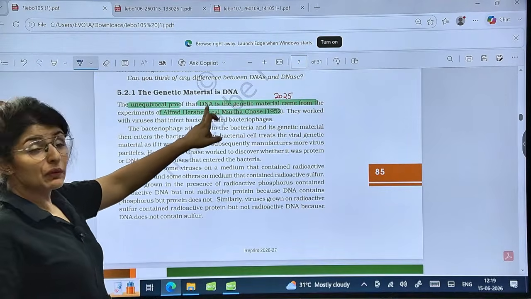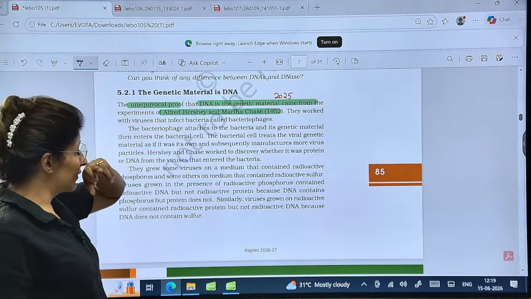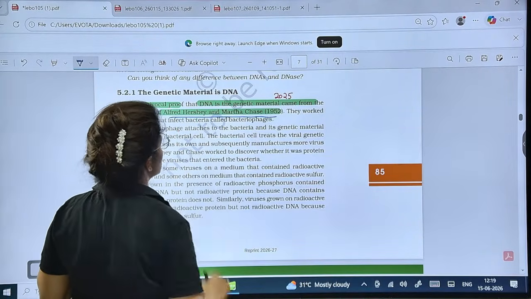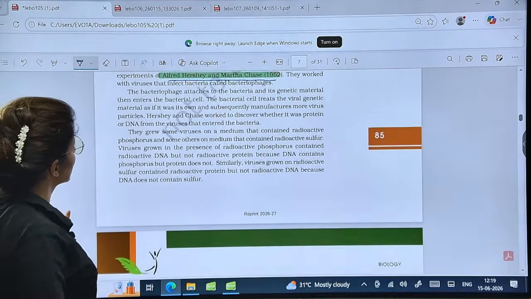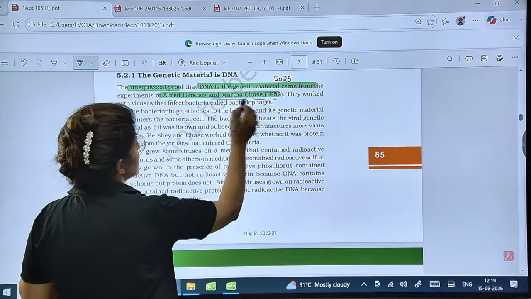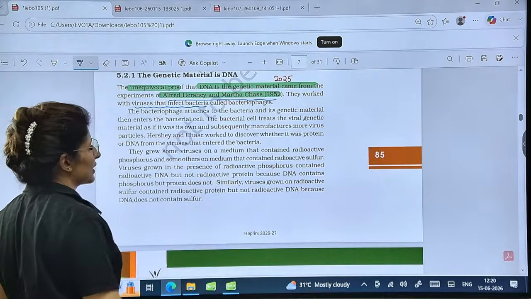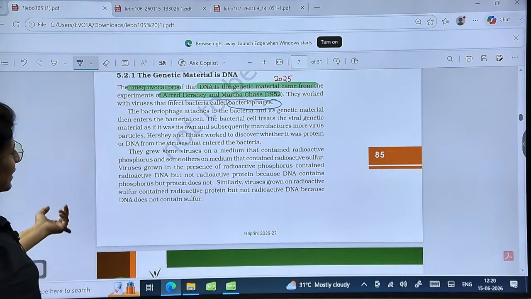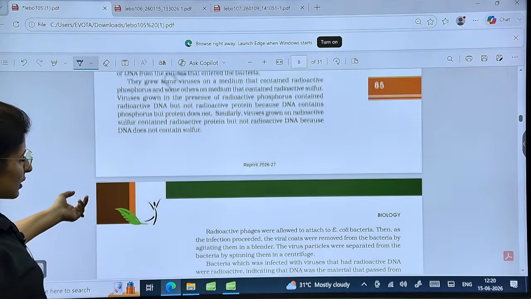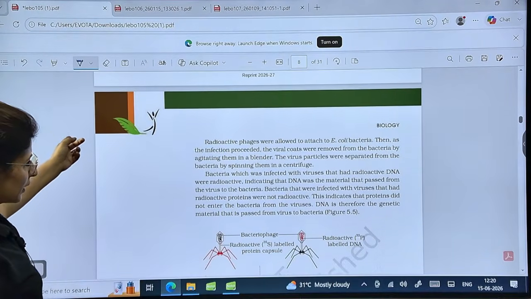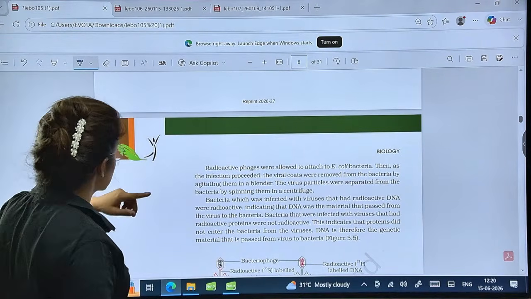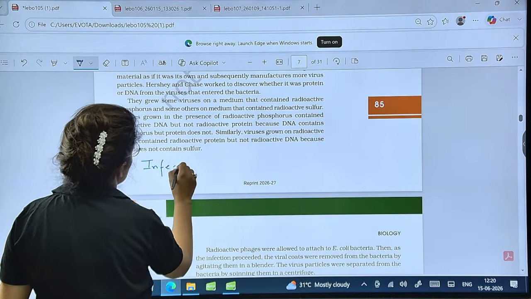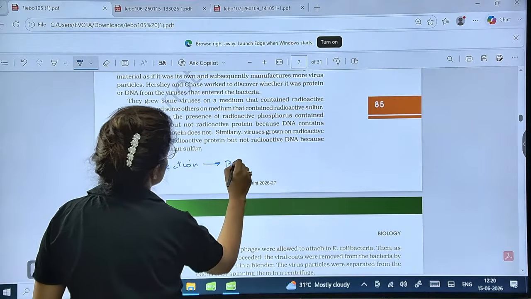Now, the unequivocal proof, that was a question in 2025. The ultimate proof that DNA is the genetic material was given by Hershey and Chase. What was the organism used? They worked with viruses that infect bacteria, that means bacteriophages. There were 3 steps in their experiment: infection, blending, and then centrifugation. Just remember that in order.